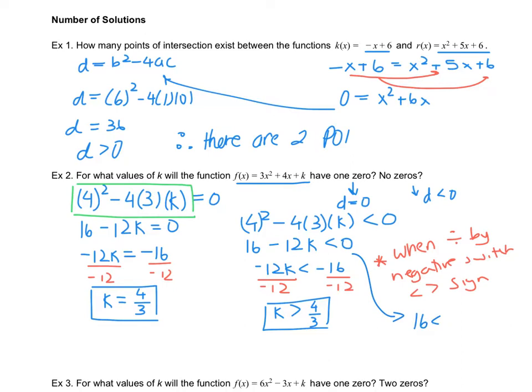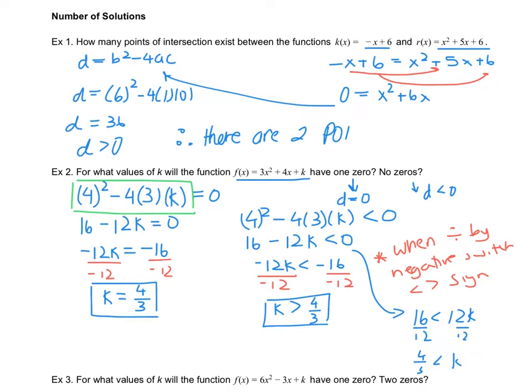So 16 is less than 12k. Divide both sides by 12 and you get 4/3 is less than k. So now if you read this, k is greater than 4/3, which is exactly what we got before. So you can treat it in either way, but just remember, if you do divide by a negative number, you have to switch the inequality sign. So let's try the next one.